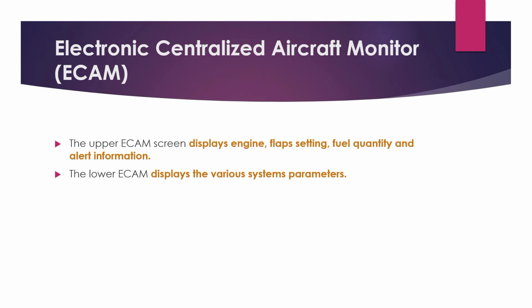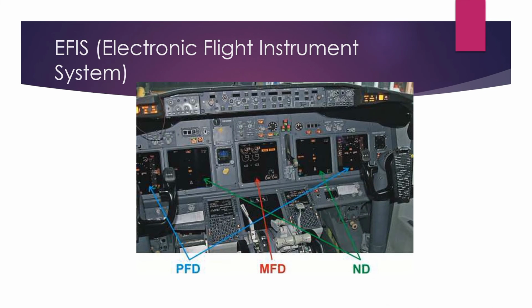The upper electronic centralized aircraft monitor displays engines, flap settings, fuel quantity and alerting information. And the lower electronic centralized aircraft monitor will display various system parameters. So see, these are the flight instruments. First of all, see this PFD, and the middle will be the MFD, and the two screens will be the ND.